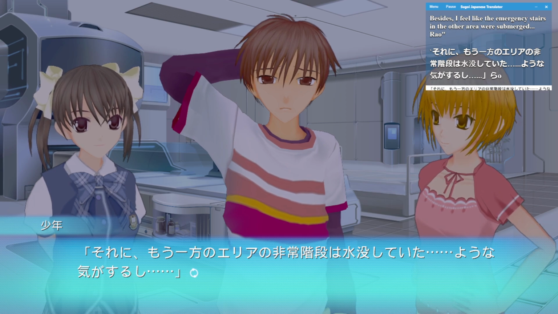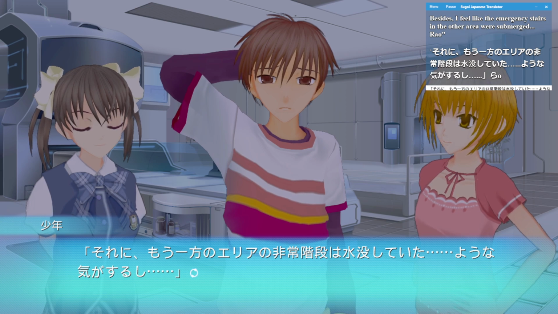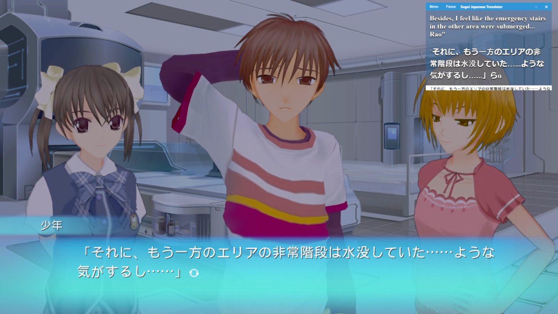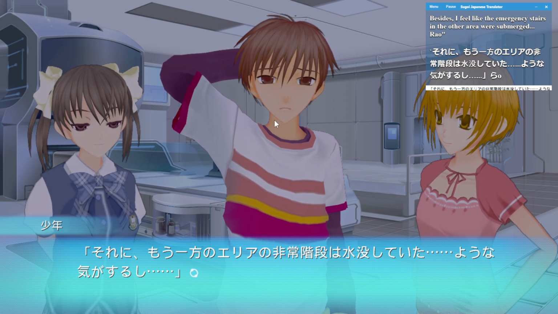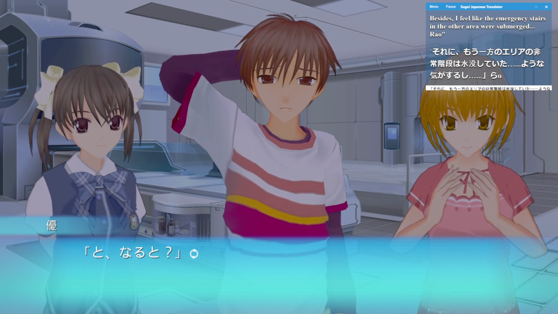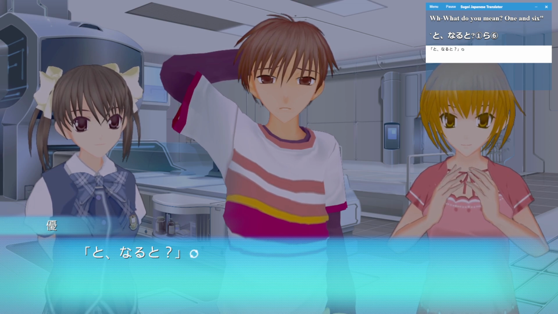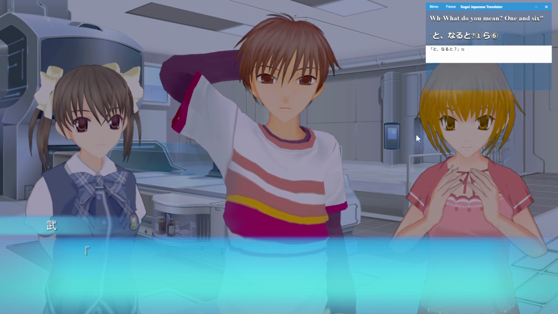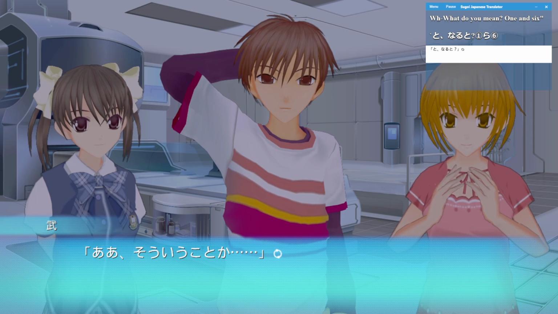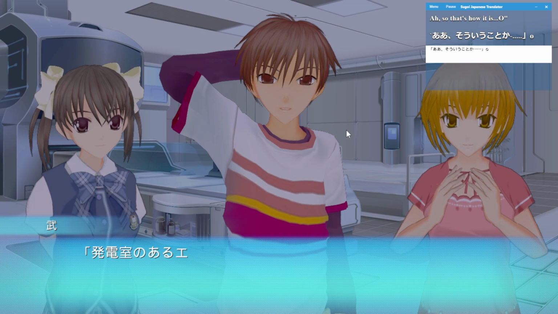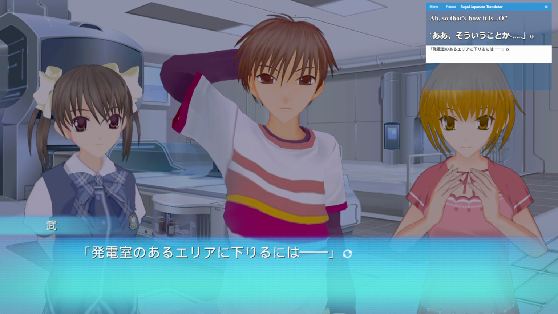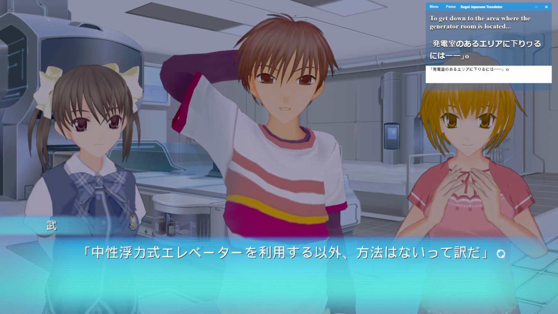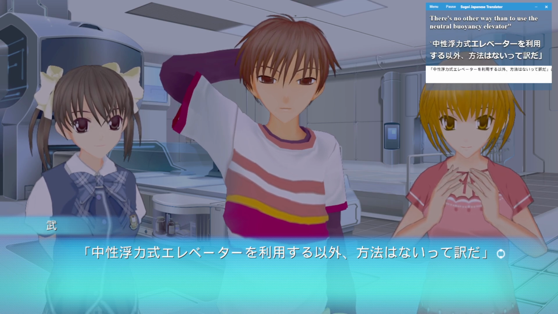I think the emergency stairs in the other area were submerged. You mean the ones surrounding the generator? So that's how it is. To get down to the area where the generator room is located, there's no other way than to use the neutral buoyancy elevator.